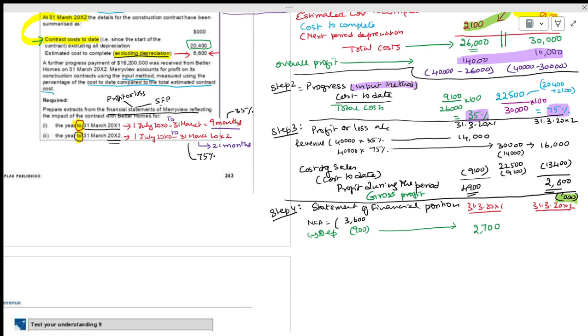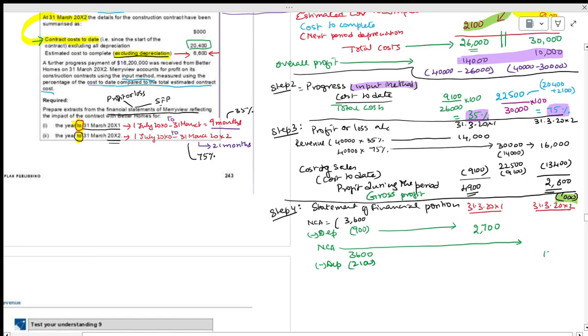How much is the non-current assets? This is for this one. How much is the 3,600? Depreciation, how much have we calculated? 2,100. Okay. It comes to how much? 1,500.